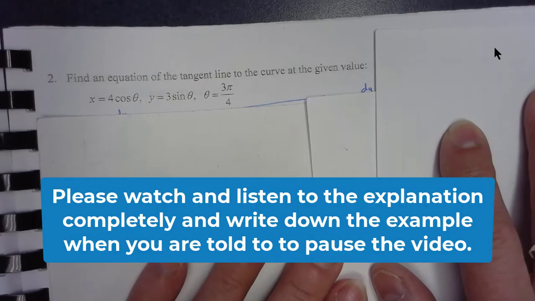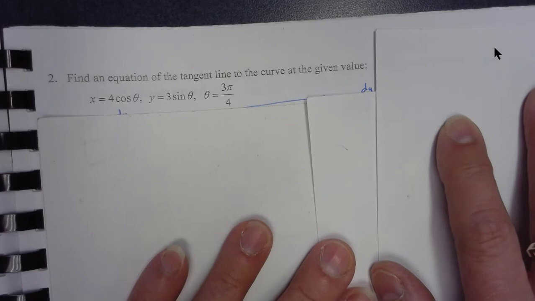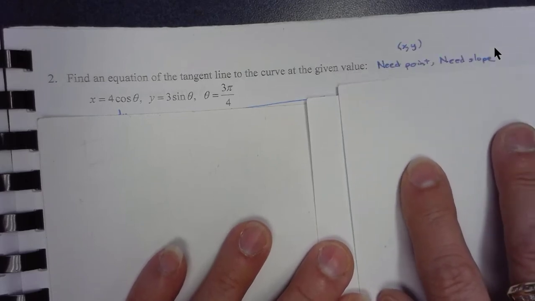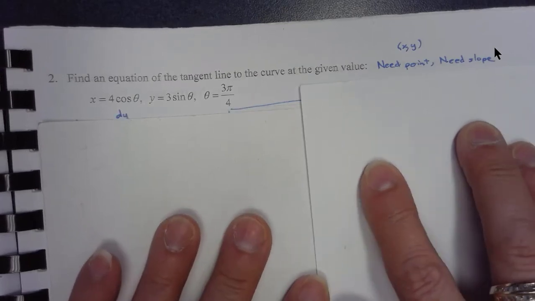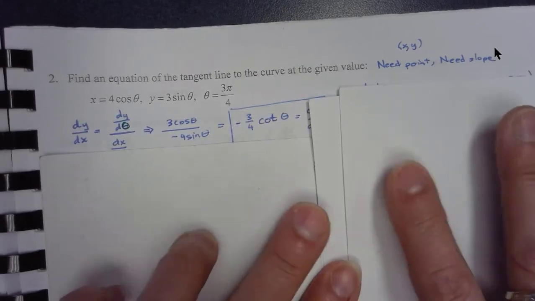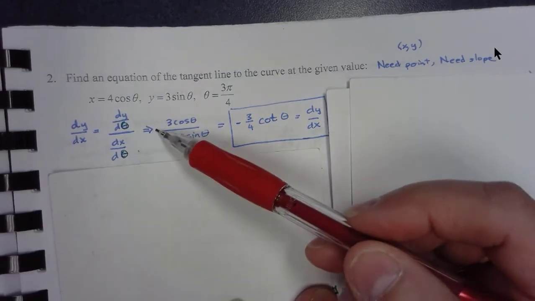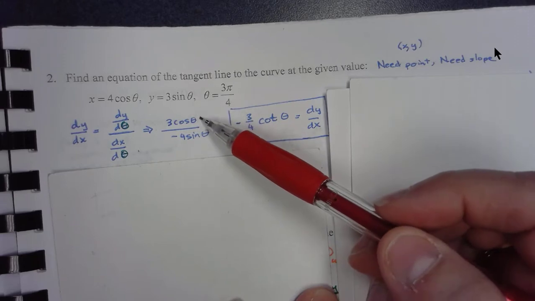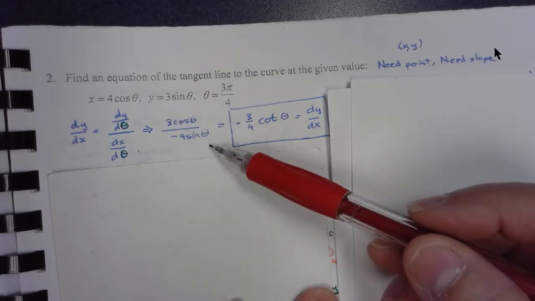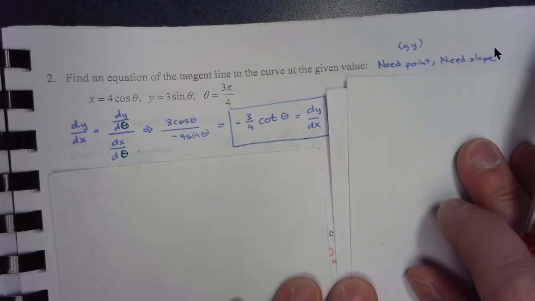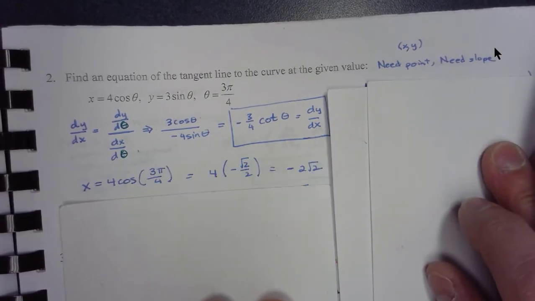Example 2. Find an equation of the tangent line to the curve at the given value. x is 4 cosine theta, y is 3 sine theta, and I want it at theta equals 3 pi over 4. Now, what do I need for an equation of a tangent line? This is so old. You need a point, you need a slope. All right, so my slope, dy/dx, is dy/d theta over dx/d theta. dy/d theta is 3 cosine theta. dx/d theta is negative 4 sine theta. I can write that as negative 3/4, and we know that cosine over sine is cotangent.